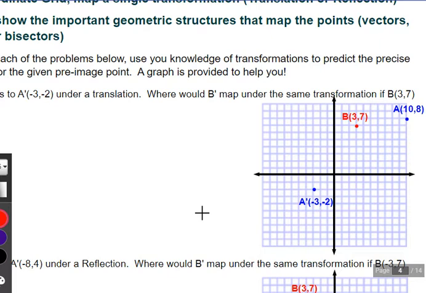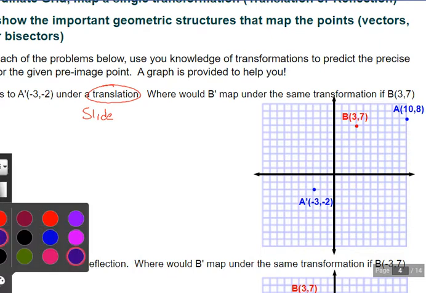Basically, they're saying that blue point A goes from (10, 8) to (-3, -2) under a translation. In other words, this is going to be a slide. They'd like us to figure out where B would end up if it slides the exact same way. There are a couple of approaches. One approach is completely graphical: we can just do this on the graph and figure it out.